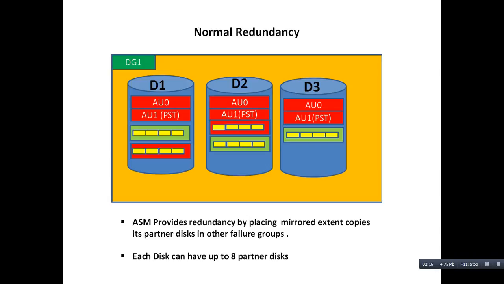So for every primary extent in this normal redundancy disk group, a primary extent on D3 can have its mirrored copy on D1 or D2, but not on both. In this slide, we can see that the primary extent on D3 has its mirrored extent copied on D2, but not on D1. As normal redundancy specifies, only one copy of the primary extent is maintained in other failure groups.